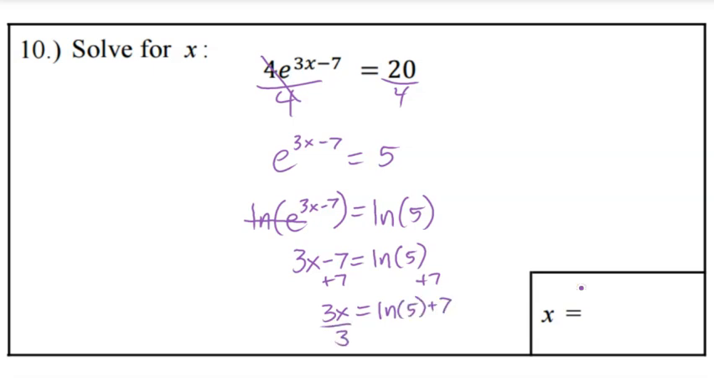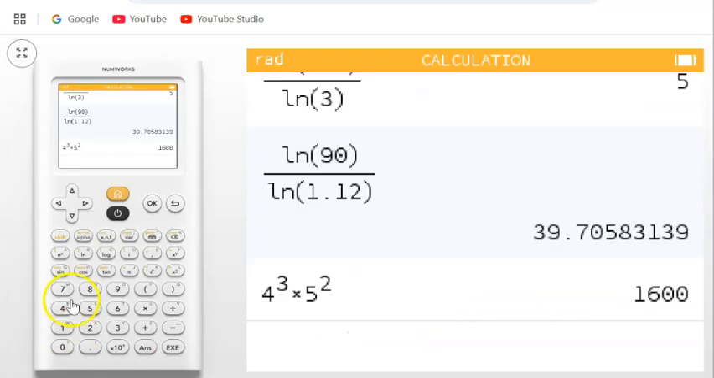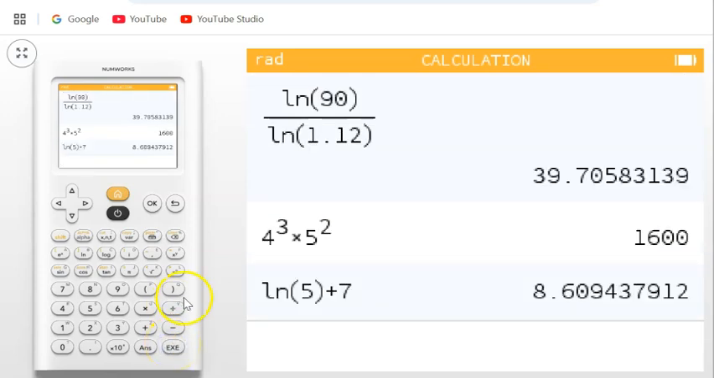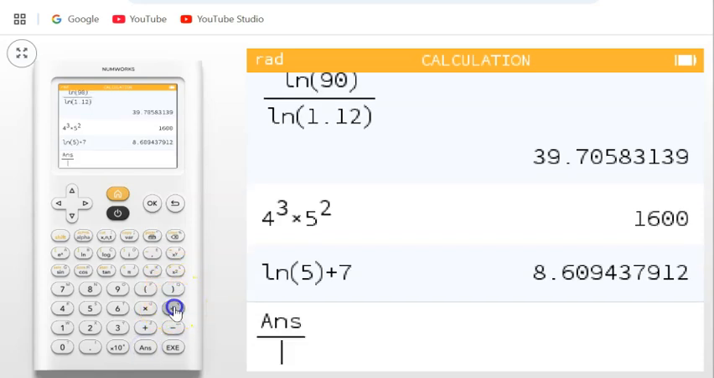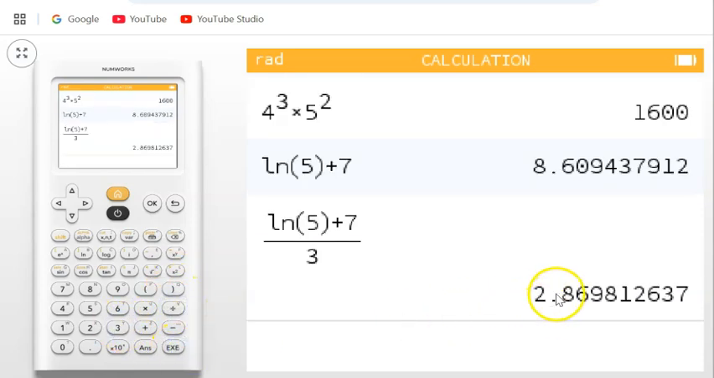Now we just divide by 3 to solve for x. Divide by 3. And we get x is equal to the natural log of 5 plus 7 all over 3, which we can key into the calculator. So we'll do the natural log of 5, close parenthesis, then we'll do plus 7, and I'm going to press enter, and then I'm going to take that answer and divide it by 3. And that's going to give us 2.8698, which would actually be 2.87.